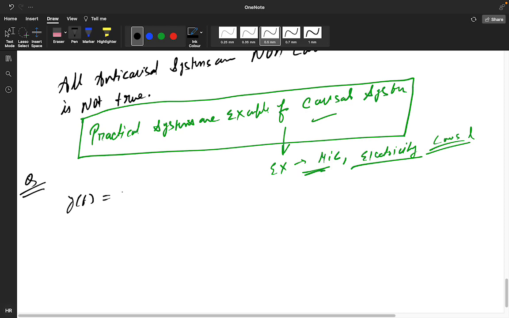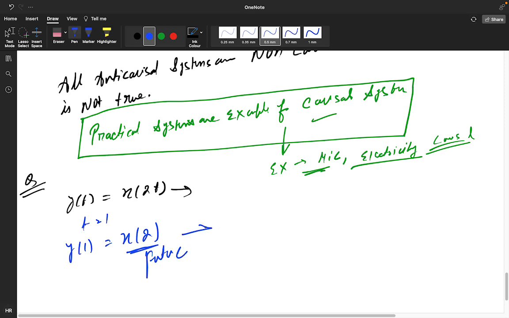y of t is equal to x of 2t. What is this? Causal, non-causal, anti-causal? If you put t equal to 1, what are you getting? y of 1 is equal to x of 2. So the future value is coming. If the future value is coming, it is non-causal.